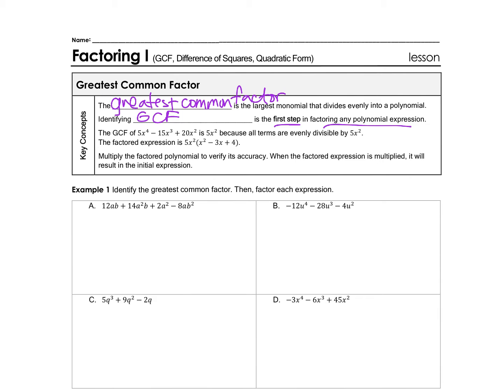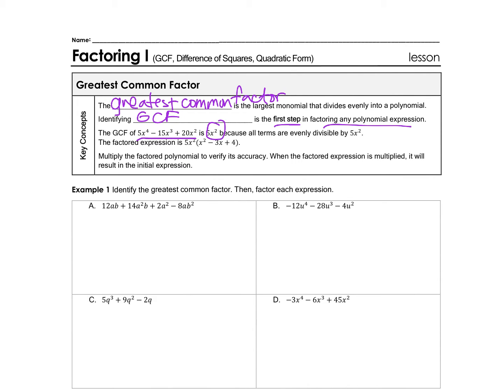The GCF of 5x to the fourth minus 15x cubed plus 20x squared would be 5x squared. They all have a 5 in common. And then notice they all have a variable x in common, so you're always taking out the smallest one. If they all have it in common, always pull out that smallest one. So the smallest variable would be x squared.